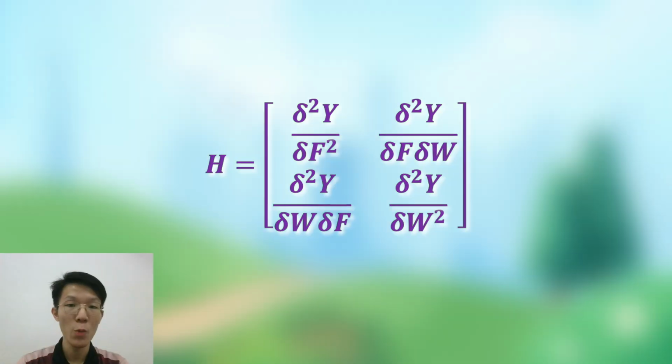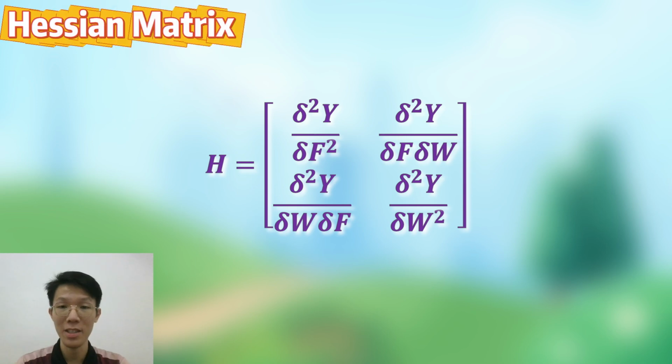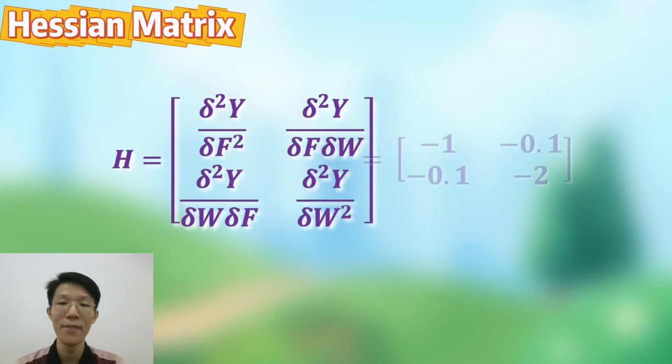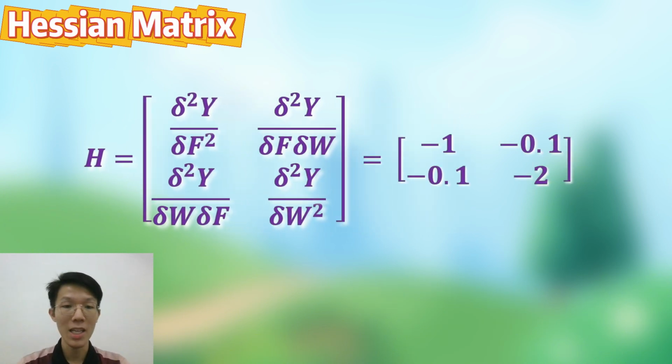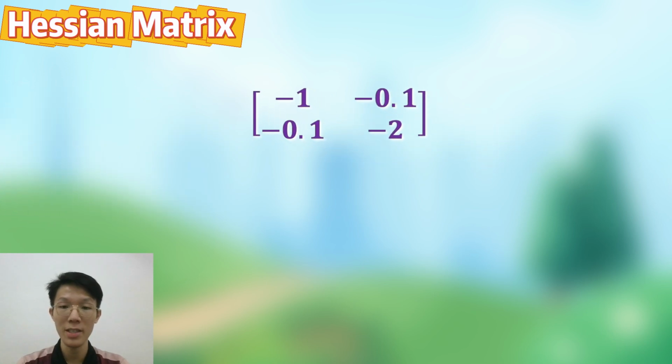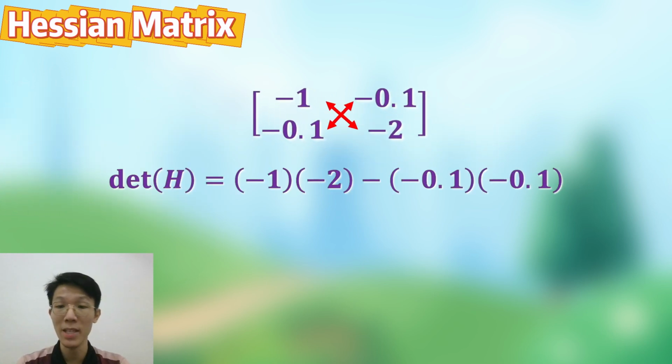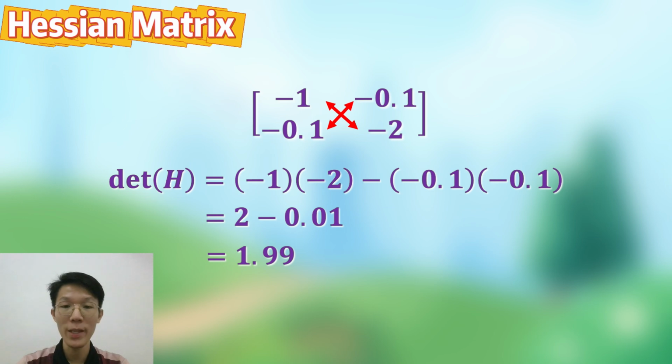And now finally, we can find the Hessian matrix. Although the formula seems complicated, we have already obtained all the terms it needs. Then just substitute into it. Calculate the determinant of the matrix by cross multiplying and summing it up. After the calculation, we get the answer 1.99.